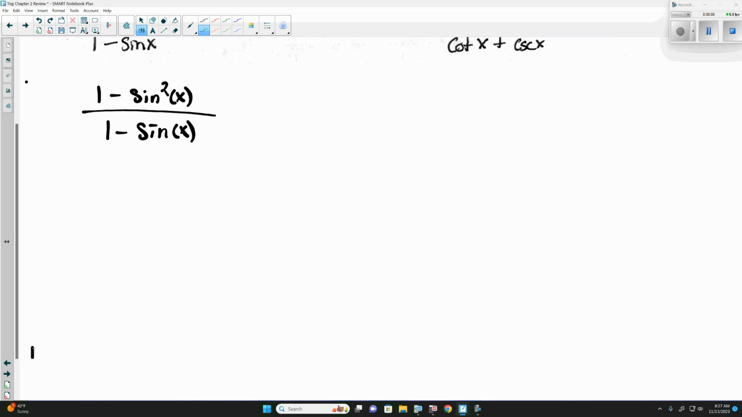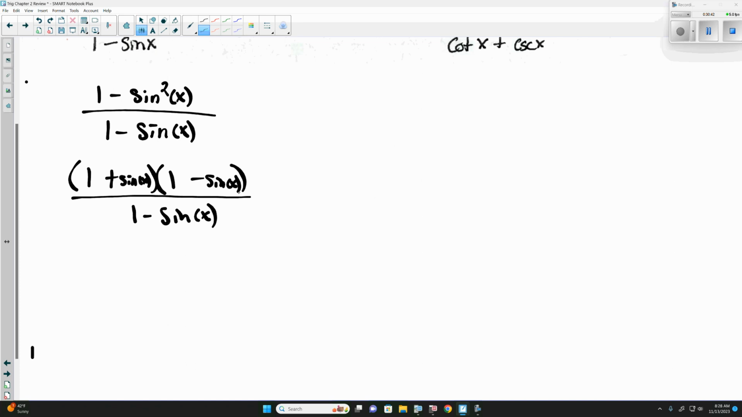And our 1 minus sine squared of x is a difference of perfect squares. So we will have opposite signs. Since 1 came first, its factors 1 and 1 will go first. Sine squared is sine times sine. So 1 minus sine squared factors to 1 plus sine times 1 minus sine. And we get this here. Questions on how we got to this point here?